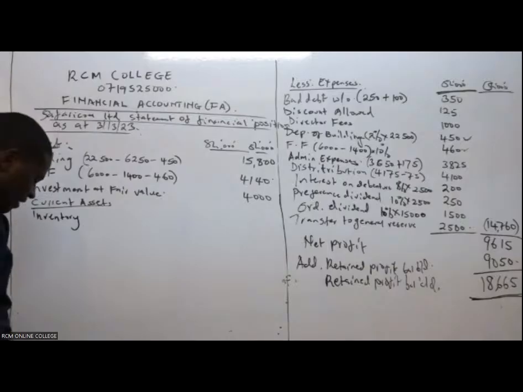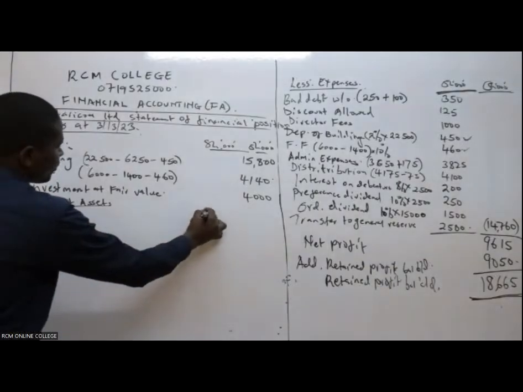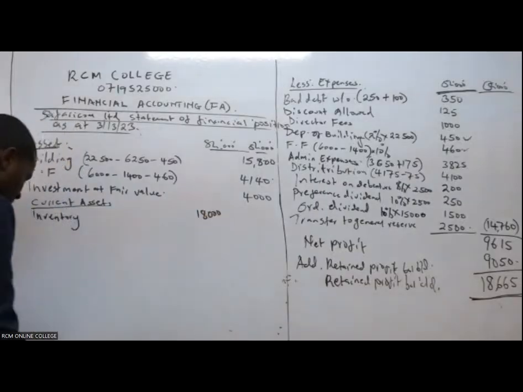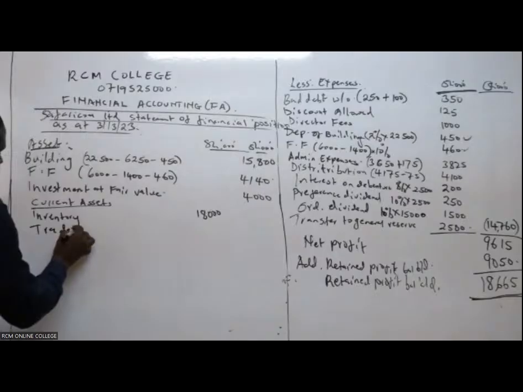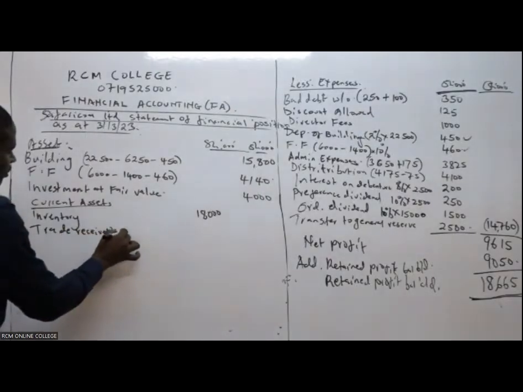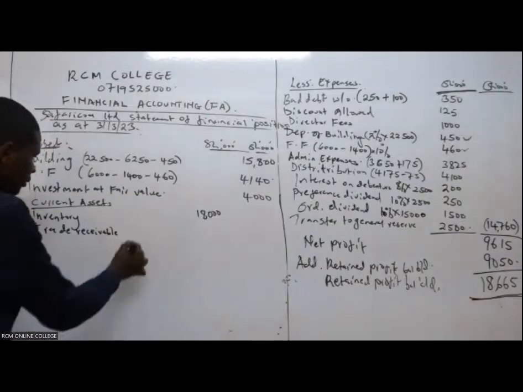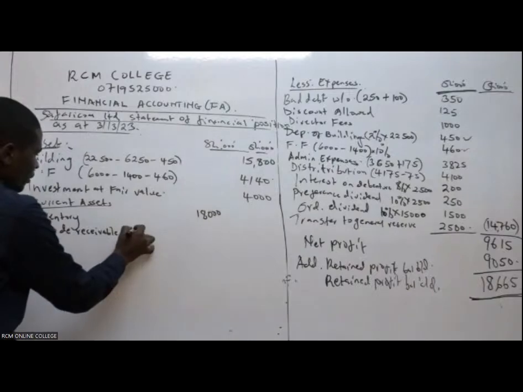Who can give me the value of our inventory? Can you see 18,000? Then we have trade receivable. Who can tell me what we reduce our trade receivable with? Which item do we use to reduce the trade receivable? It was 8,250.